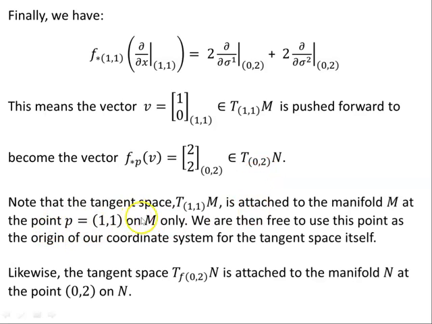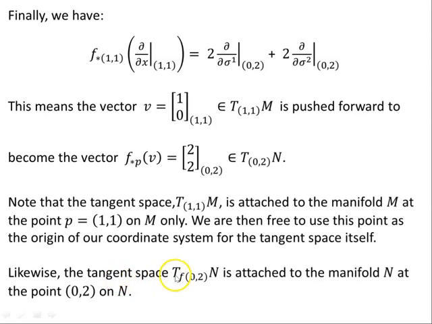All right. Note that the tangent space at (1, 1) on M is attached to the manifold M at the point P equals (1, 1) on M only. Remember, that tangent space is connected to M at that point only. This is one thing I want to make clear: tangent spaces touch the manifold at a single point. We are then free to use this point as the origin of our coordinate system for the tangent space itself. I'm going to present a diagram in a minute.